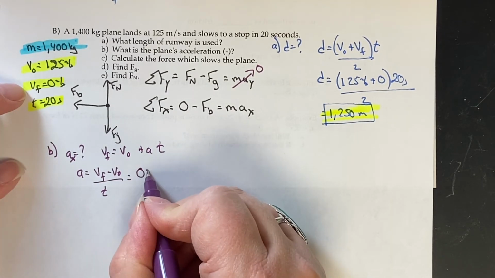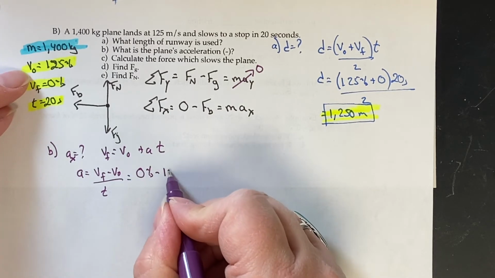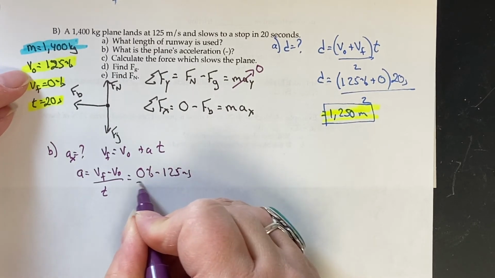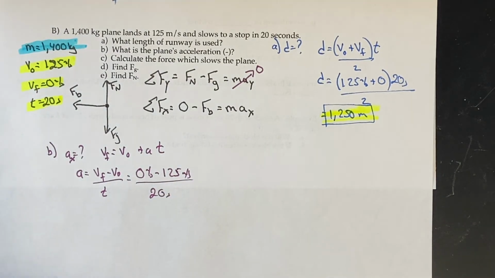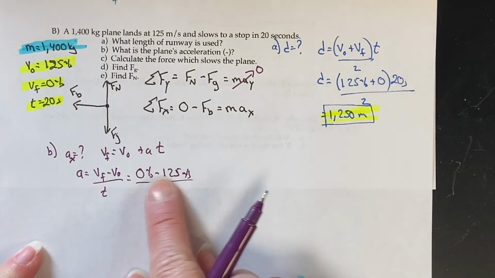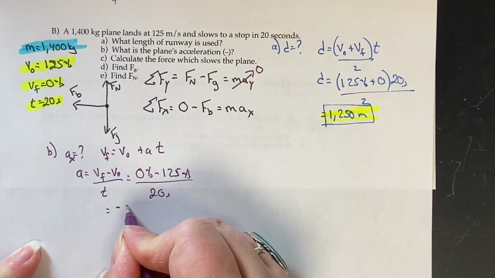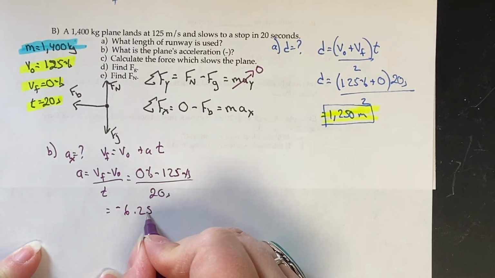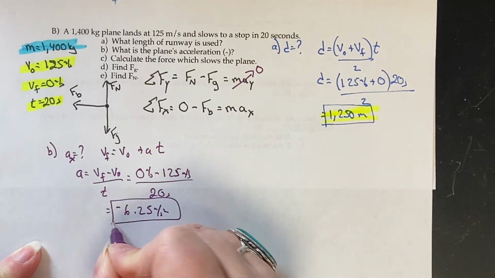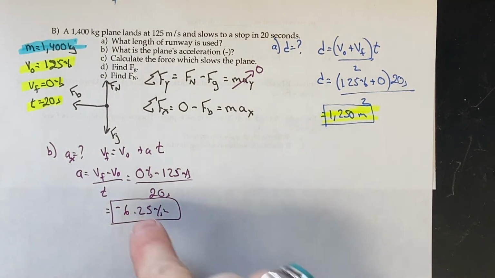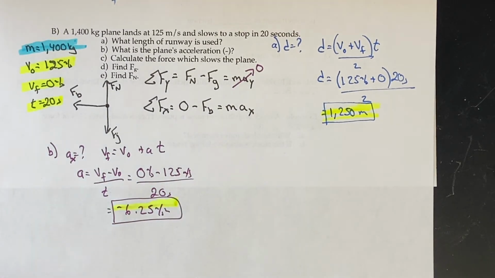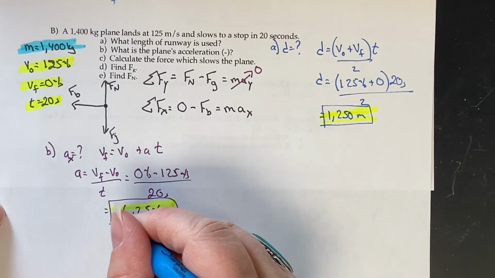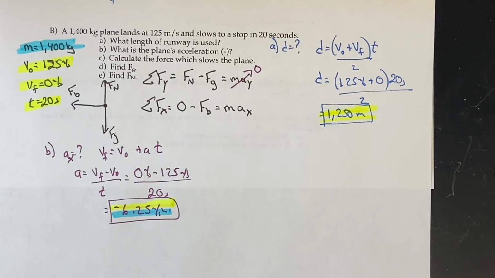The final velocity is 0 meters per second minus the original velocity, 125 meters per second. And then we divide by that 20 seconds. So 125 divided by 20, getting 6.25. And then there is this negative, so that makes sense. So negative 6.25 meters per second squared. I'm going to dual highlight this quantity because it is a motion quantity and a force quantity. I want to remind myself of that.